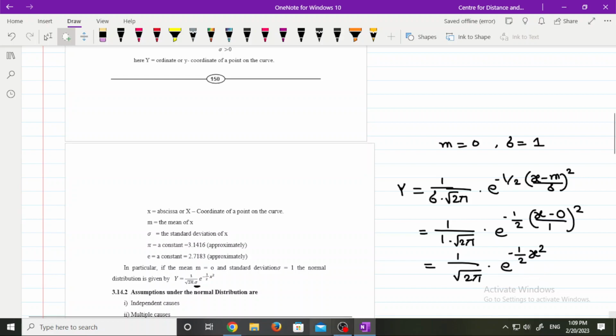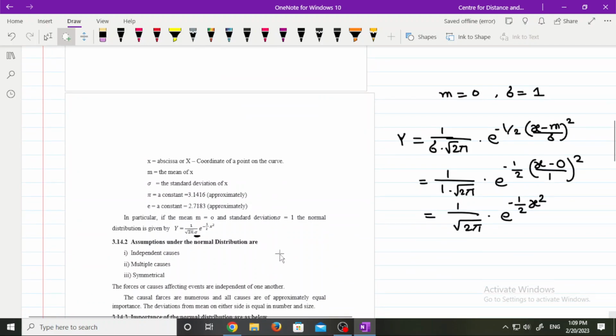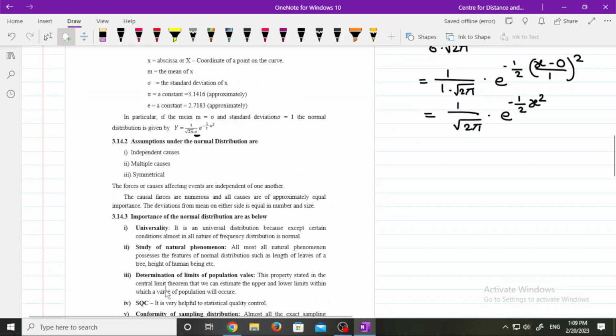Now, assumptions under the normal distribution. There are 3 assumptions: first, independent causes; second, multiple causes; and third, symmetrical. The causal forces are numerous and all causes are of approximately equal importance. The deviations from the mean on either side are equal in number and size.